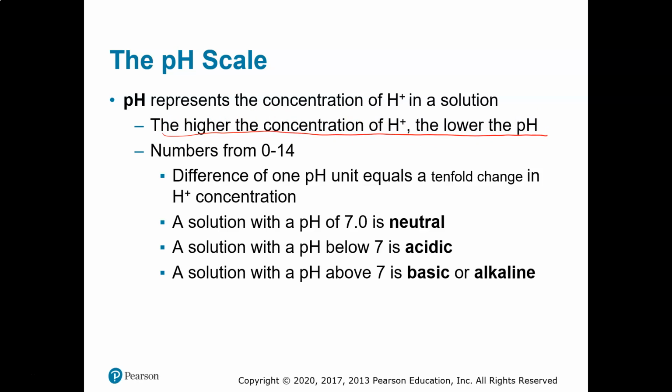If the solution's pH is 7, we say that it is neutral. If it's below 7, it is acidic and it has a high concentration of hydrogen ions.